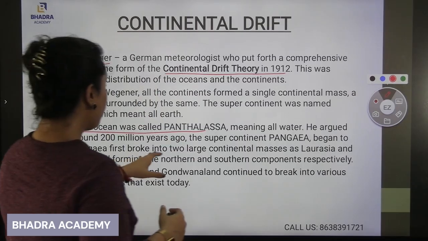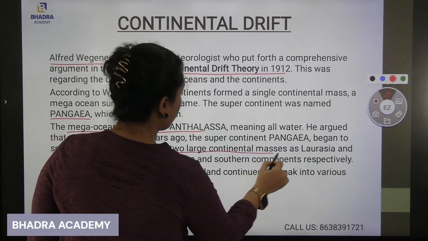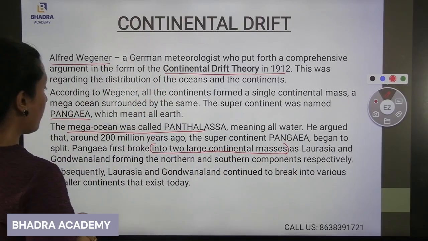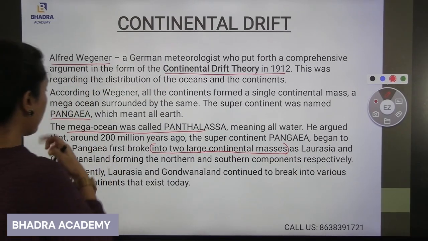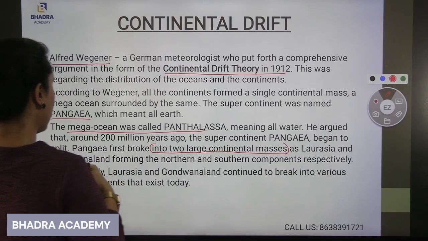Now, Pangaea first broke into two large continental masses. Very important. It was divided into two large continental masses, Laurasia and Gondwana land, forming the northern and southern components respectively. Subsequently, Laurasia and Gondwana land continued to break into various smaller continents that exist today.